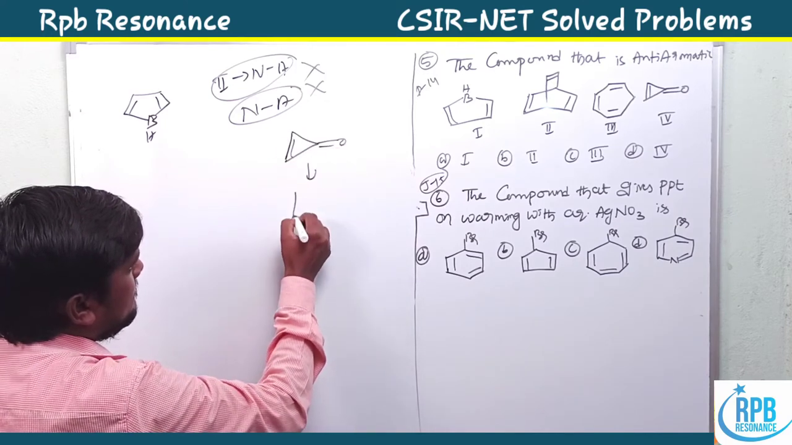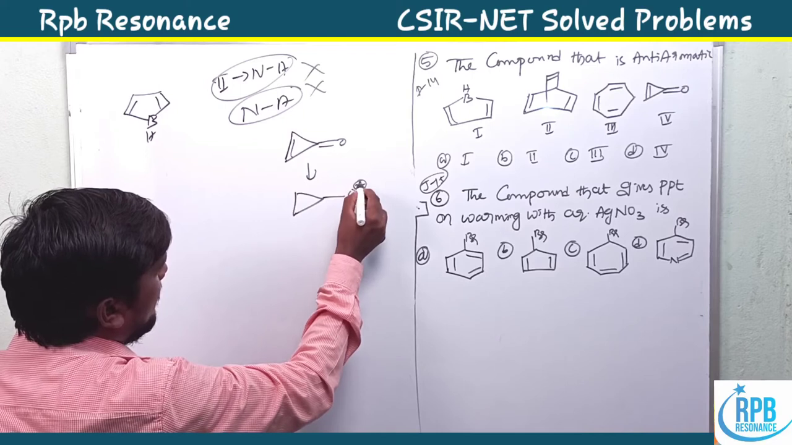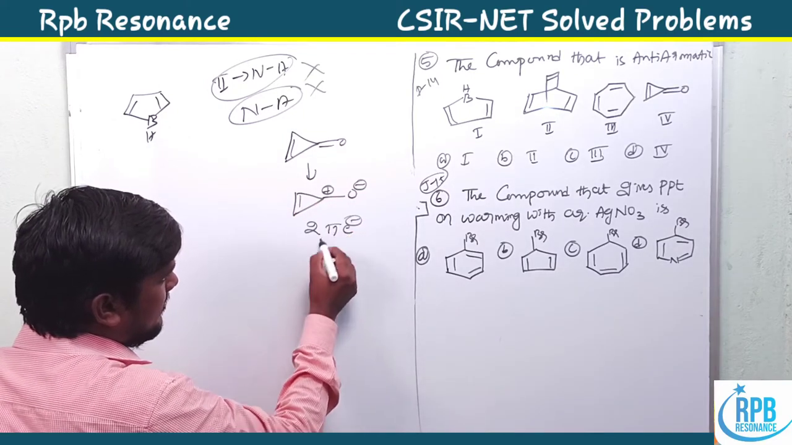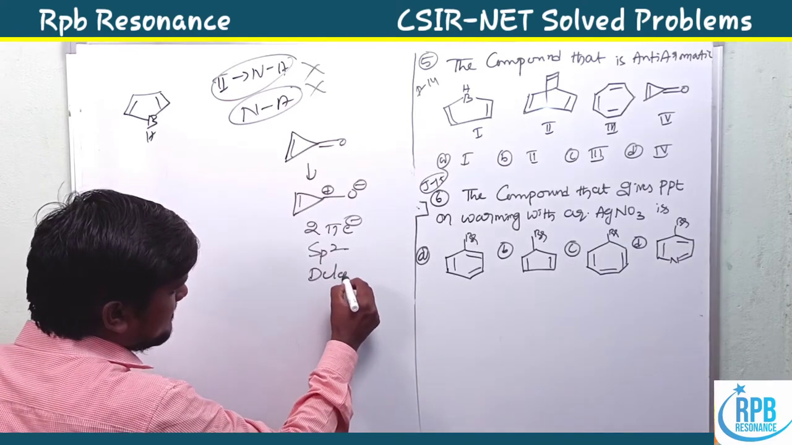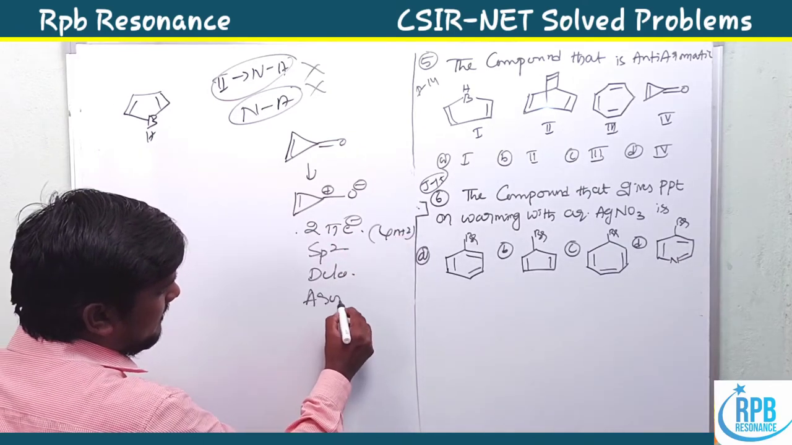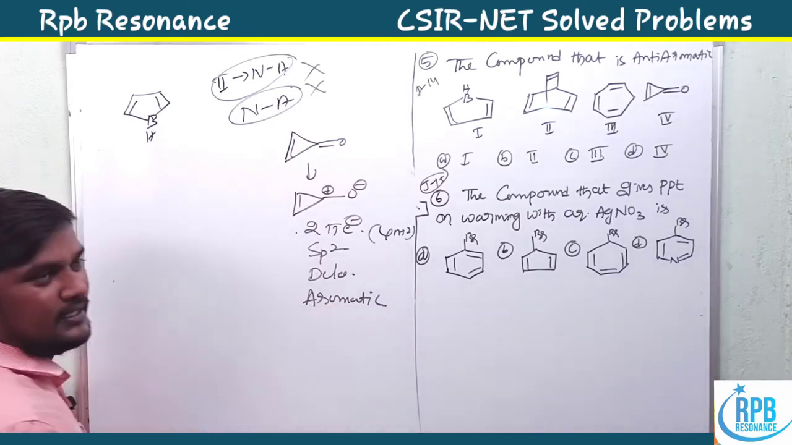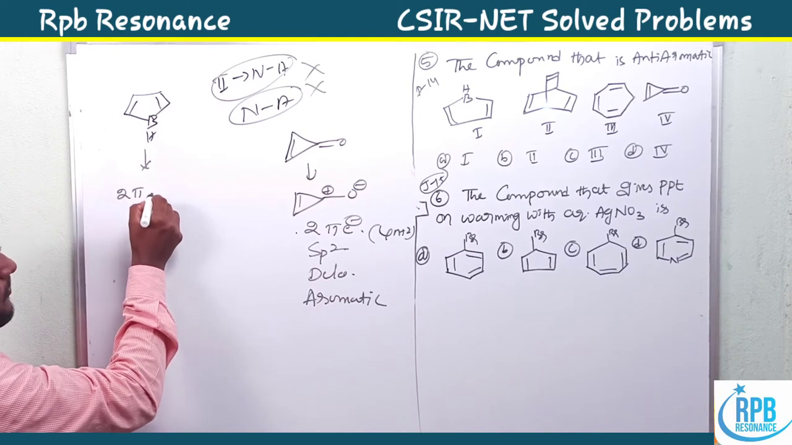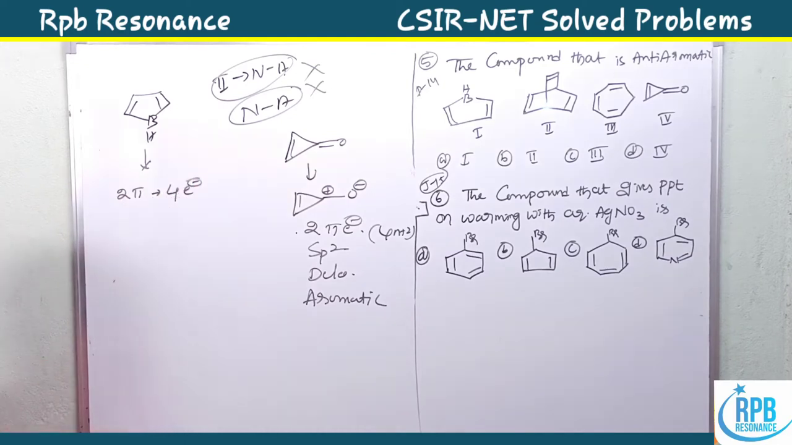So this will give this type of quasi-aromaticity system. So here 2 pi electrons, all are sp2, delocalization takes place. So 2 pi is a 4n plus 2 pi electronic system, so that's why it is aromatic in nature. Aromatic in nature. Now in case of boron, here 2 pi bonds, that means 4 pi electrons.